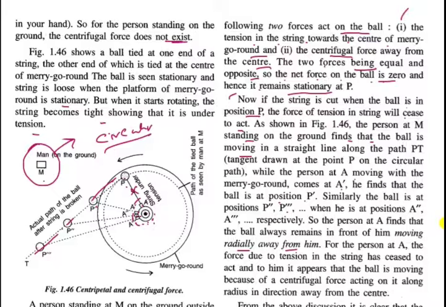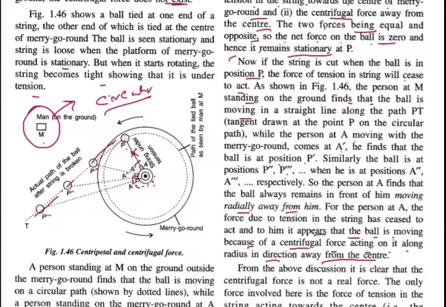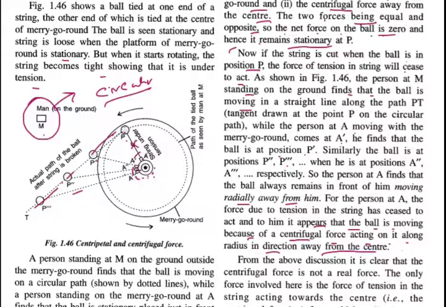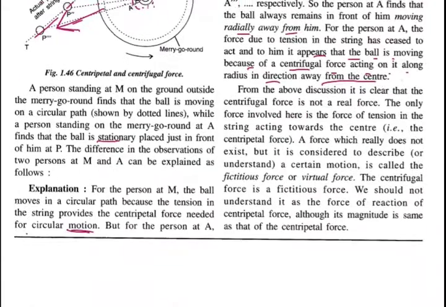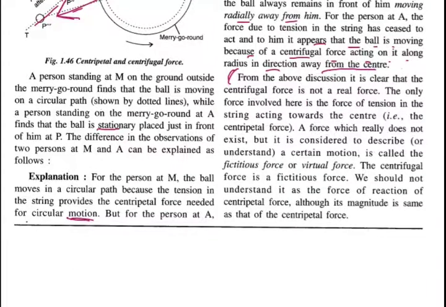For the person at A, the force due to tension in the string has ceased to act, and to him it appears that the ball is moving because of a centrifugal force acting on it along the radius in the direction away from the center. Yes, the ball is moving due to the centrifugal force. From the above discussion, it is clear that the centrifugal force is not a real force. This is a fictitious force. This is not a real force.